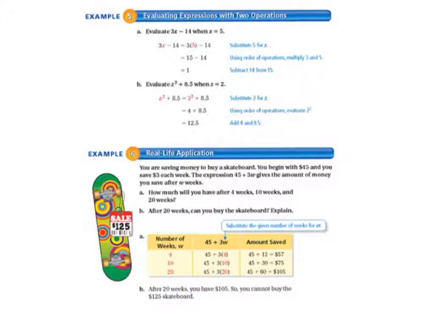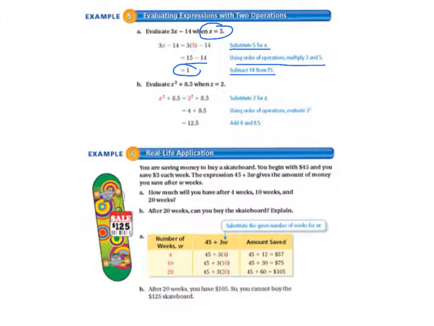Example 5, we're evaluating expressions with two operations. So we're going to evaluate 3x minus 14 when x equals 5. So 3x minus 14 equals 3 times 5 minus 14 when we substitute 5 for x. 3 times 5 equals 15. So we have 15 minus 14. So we use the order of operations, and we multiplied 3 and 5. And then we subtract 14 from 15, and we get 1. So the value of that expression is 1.